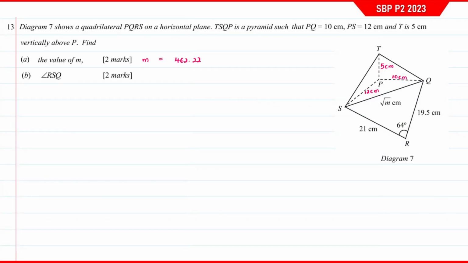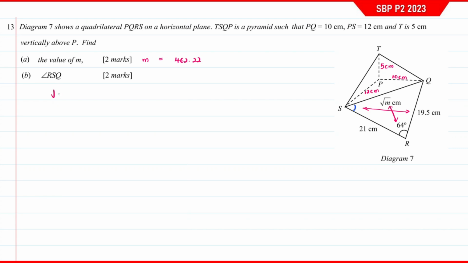Question B finds the angle RSQ, which is located here. So this angle is opposite the 19.5, and we already know the value of M, which is 462.22. Then we can find the angle here using the sine rule.